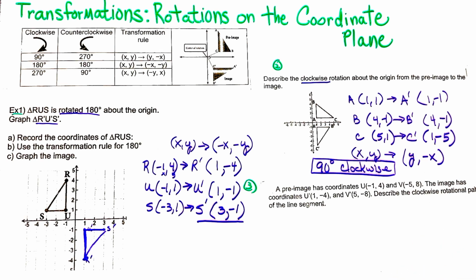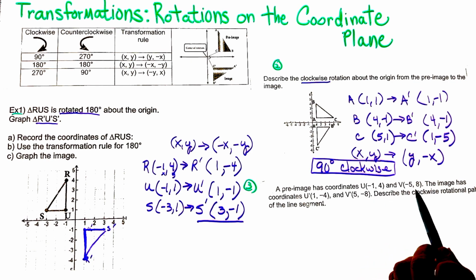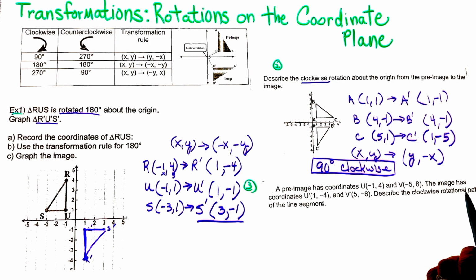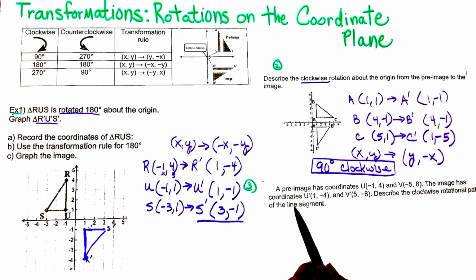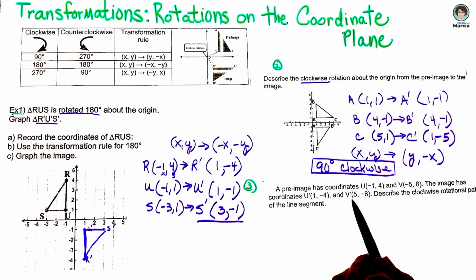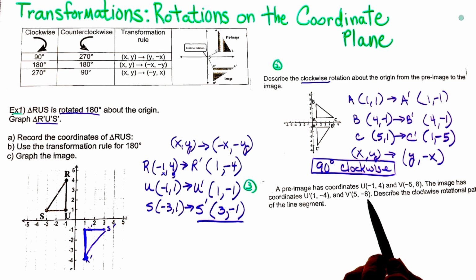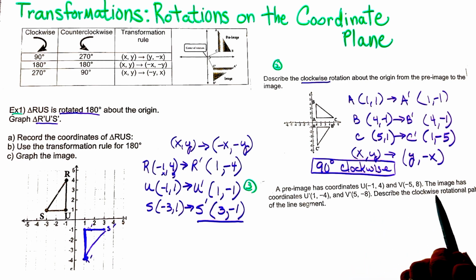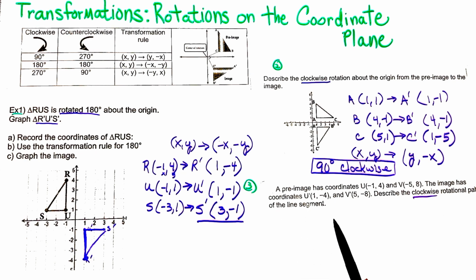All right, so let's go to the third one. This time we have no picture, but we are given points. A pre-image has coordinates of a U, that's a -1 and 4, and a V, that's a -5 and an 8. The image has coordinates of, when they say image, remember that's the new one, U prime is 1, -4, and V prime is 5, -8. They told us again, clockwise rotation of this line segment.